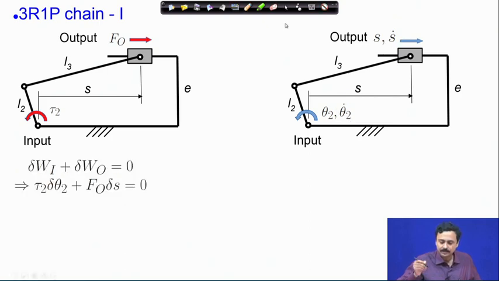Then if we proceed further, the statement of the principle of virtual work says that delta Wi plus delta Wo equals 0, where delta Wi is the virtual work at the input. Now, virtual work at the input, you can see, is tau 2 times delta theta 2, and virtual work at the output is Fo times delta s. You can very easily come to this statement by noticing that tau 2 and theta 2 dot are in the same direction, and Fo and s dot have been considered in the same direction.